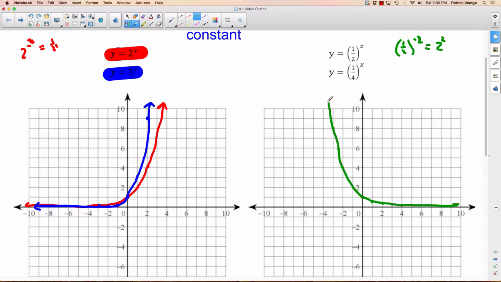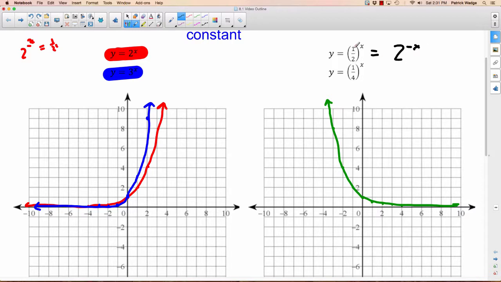And hopefully what you recognize is this is very, very similar to the first one we drew, the red one here, isn't it? What's the only difference? There's a reflection over the y-axis. And actually, that's not surprising at all, because y equals 1/2 to the x is exactly the same as 2 to the negative x, right?